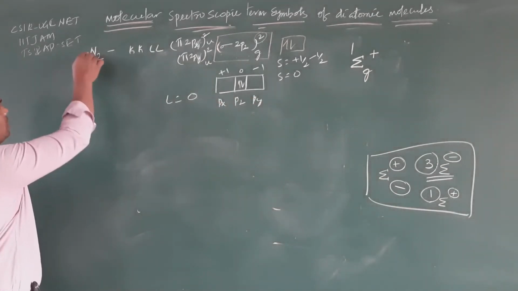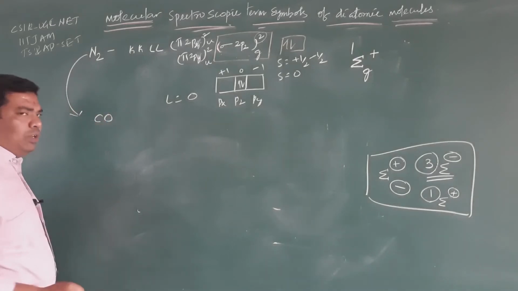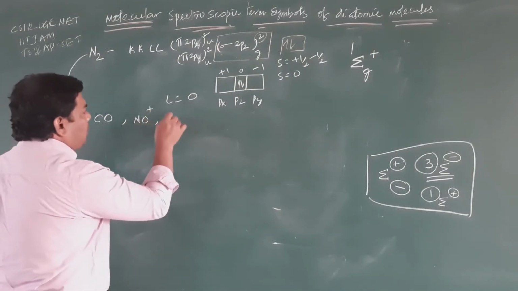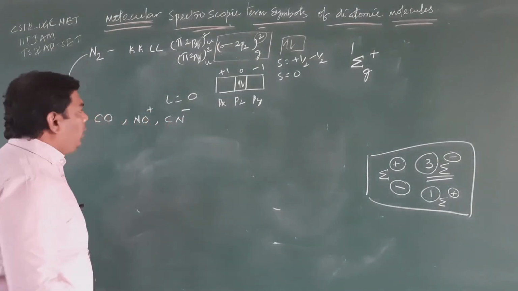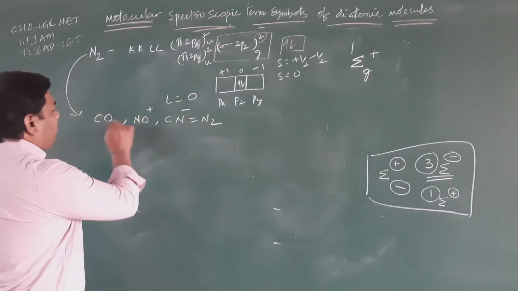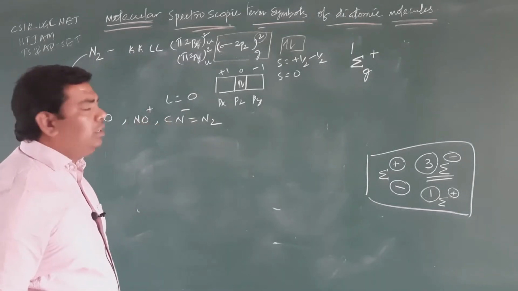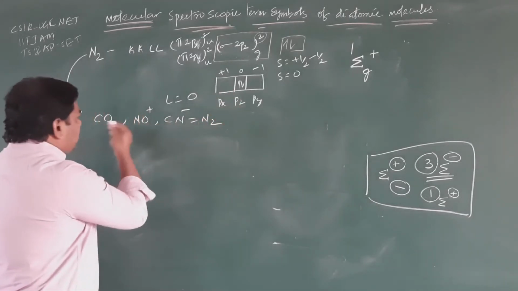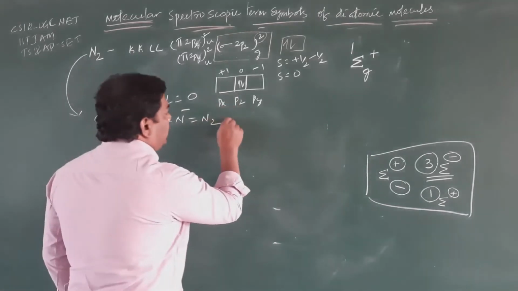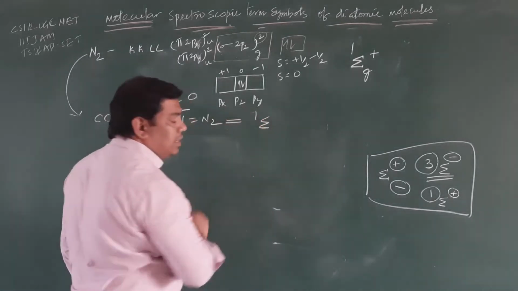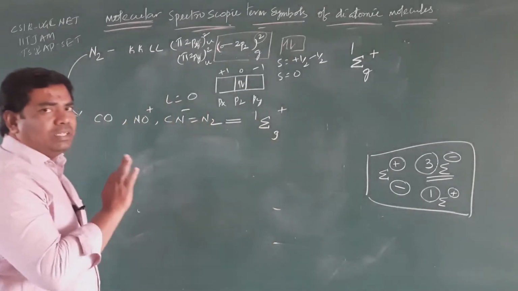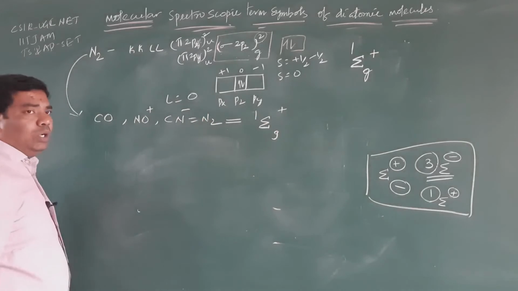Okay, right, student. Similarly, the CO molecule, NO plus molecule and CN minus molecule are all isoelectronic with the N2 molecule. So for the CO molecule, NO plus molecule and CN minus molecule, the term symbol is the same. That is spin multiplicity 1 and sigma g plus. So please follow the above N2 rule, student.